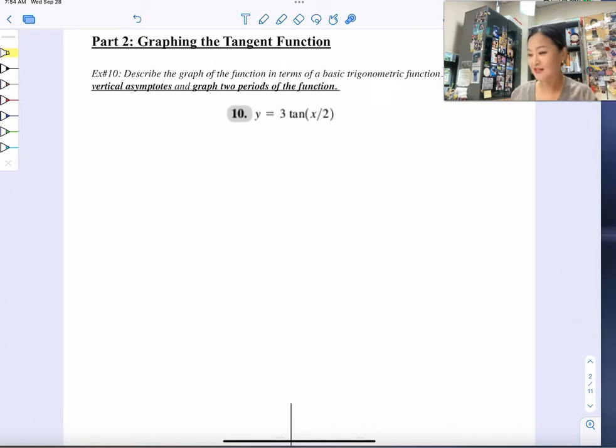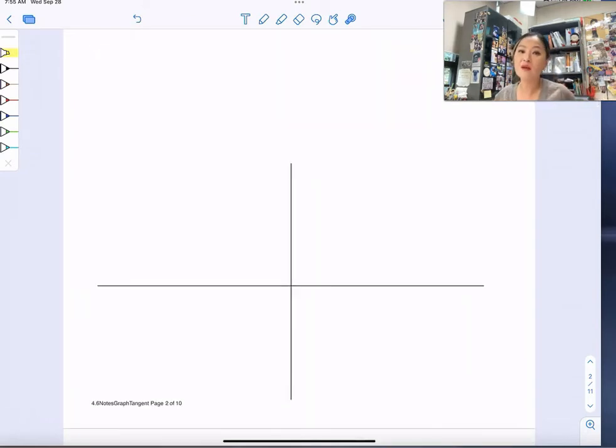Sorry, I was reading too fast. Locate the vertical asymptotes and graph 2 periods of the function. So we're going to do this together slowly. Don't worry. You can see that this coordinate plane is given to you without any labels, which is kind of like the test. I'm going to give you a clean coordinate plane, and you can fill it in with whatever you think you need.